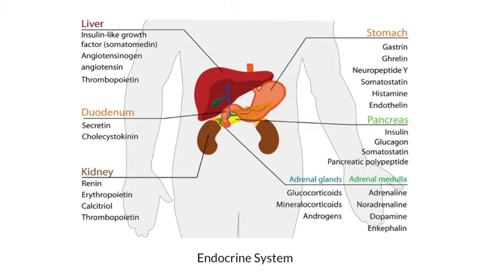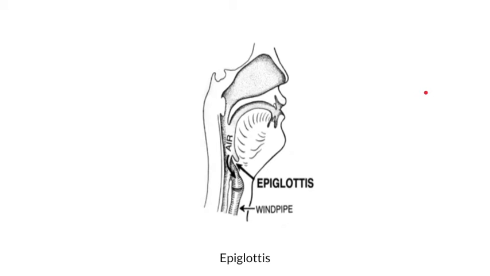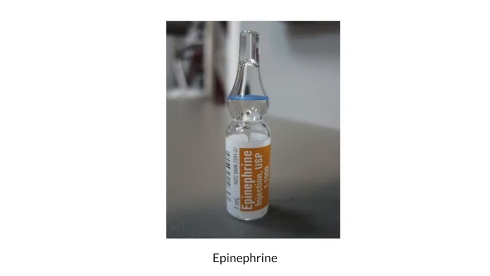Endocrine system, this is the system of glands that produces chemicals called hormones, which help to regulate many body activities and functions. Epidermis is the topmost layer of our skin. Epiglottis. Epiglottis is a leaf-shaped structure, as you can see here, that prevents food or any foreign matter from entering the trachea.